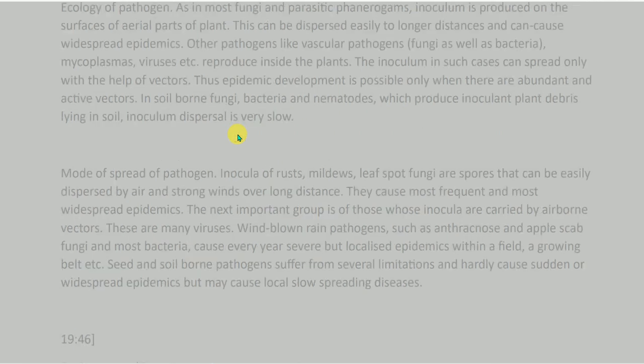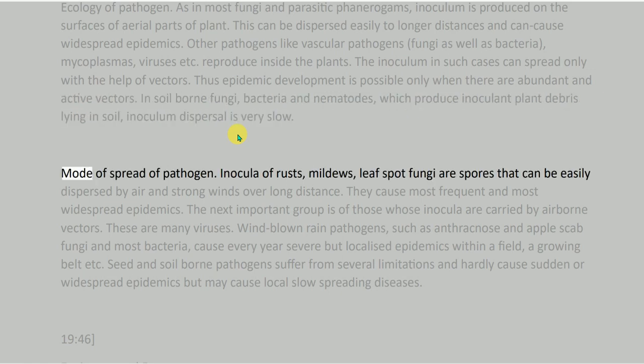Ecology of pathogen. As in most fungi and parasitic phanerogams, inoculum is produced on the surfaces of aerial parts of the plant. This can be dispersed easily to longer distances and can cause widespread epidemics. Other pathogens like vascular pathogens, fungi as well as bacteria, mycoplasmas, viruses etc., reproduce inside the plants. The inoculum in such cases can spread only with the help of vectors. Thus epidemic development is possible only when there are abundant and active vectors. In soil-borne fungi, bacteria and nematodes, which produce inoculum in plant debris lying in soil, inoculum dispersal is very slow.